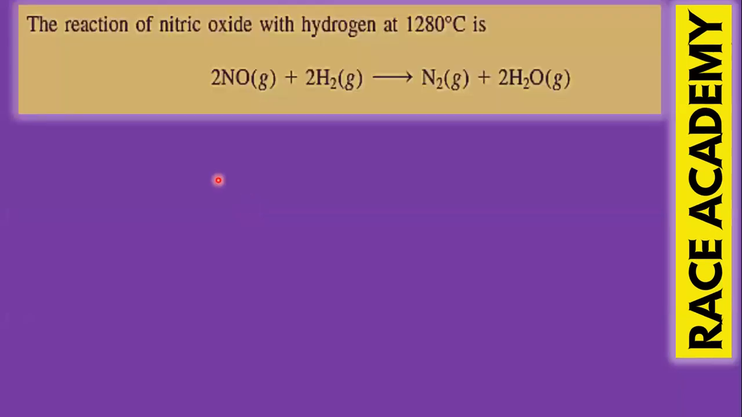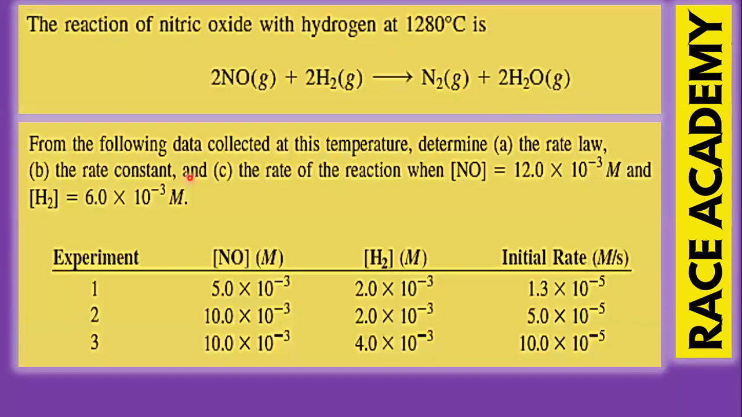Next, the reaction of nitric oxide with hydrogen at 1280 degrees Celsius is given like this: 2NO plus 2H2 gives rise to N2 plus 2H2O. They have given data collected at this temperature, and using this data we have to find the rate law, the rate constant, as well as the rate of the reaction. If the NO concentration is 12 into 10 power minus 3 and the H2 concentration is 6 into 10 power minus 3, at that time we have to find the rate of the reaction.